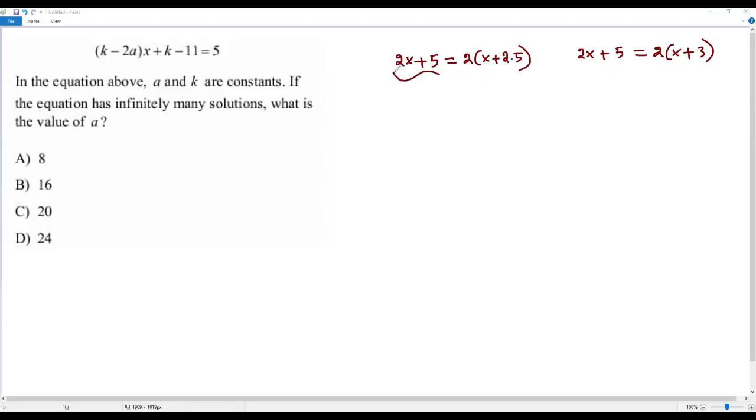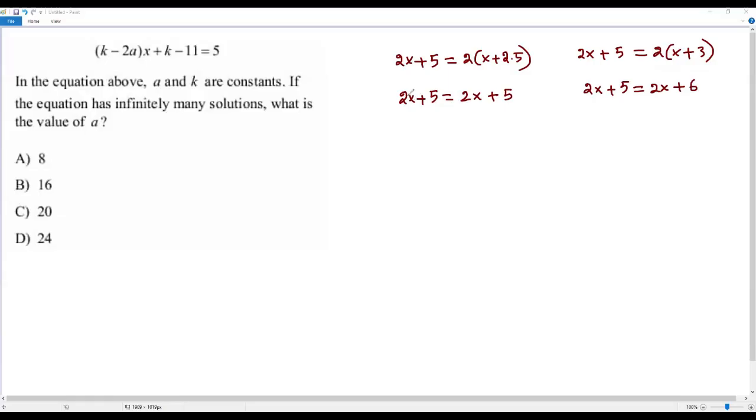Now let me solve for x in the first equation. We can write the left side as it is. On the right side, we can distribute this 2 to x and 2.5. When I do so, I am getting 2x + 5. Let me do the same thing in the second case, that is 2x + 5 on the left side. On the right side, we can distribute this 2 to x and 3. Then I am getting 2x + 6.